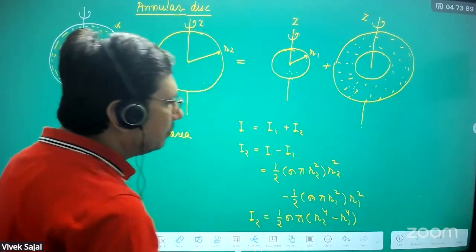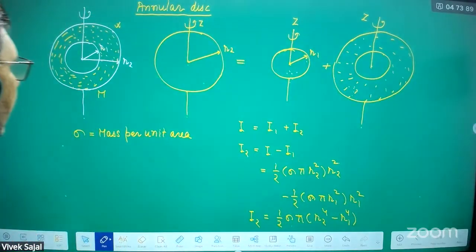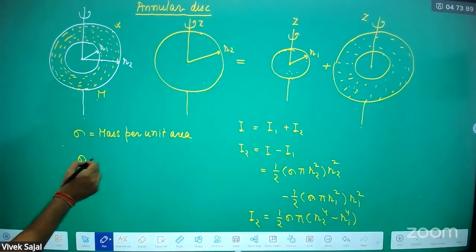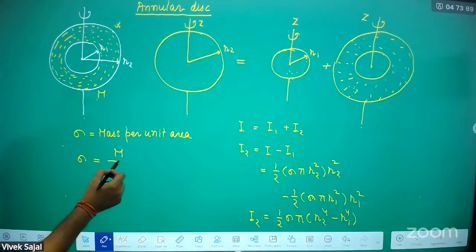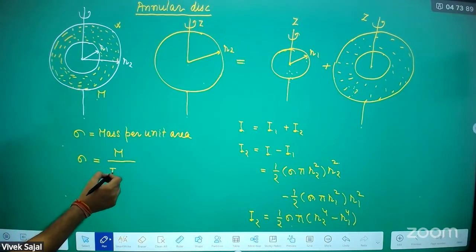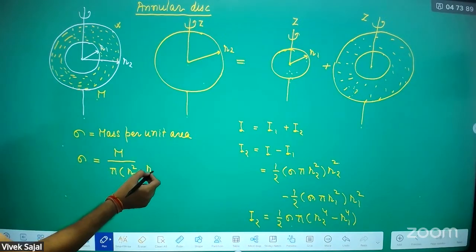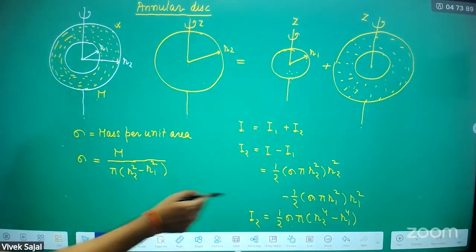Now what will be sigma? Next thing is you can apply the formula of sigma. Sigma कितना होगा? You are saying the mass of this annular plate is m. ठीक है? So mass per unit area कितना होगा? Total mass of the annular disk divided by area of this annular part. कितना होगा area of the annular part? Pi times R2 square minus R1 square. Substitute that sigma here. ठीक है? Substitute that sigma here.